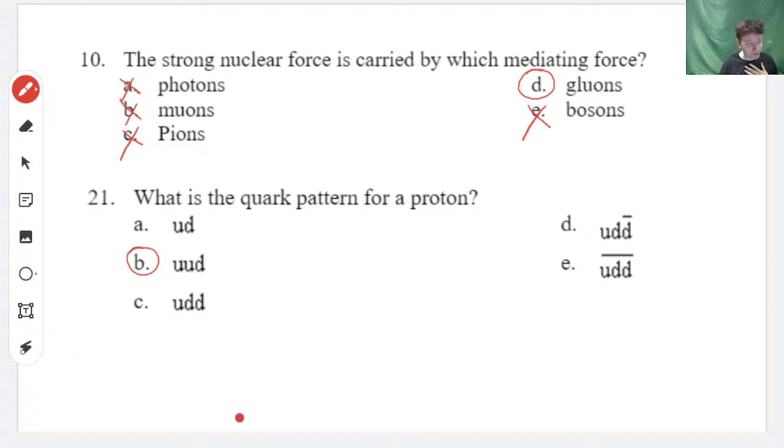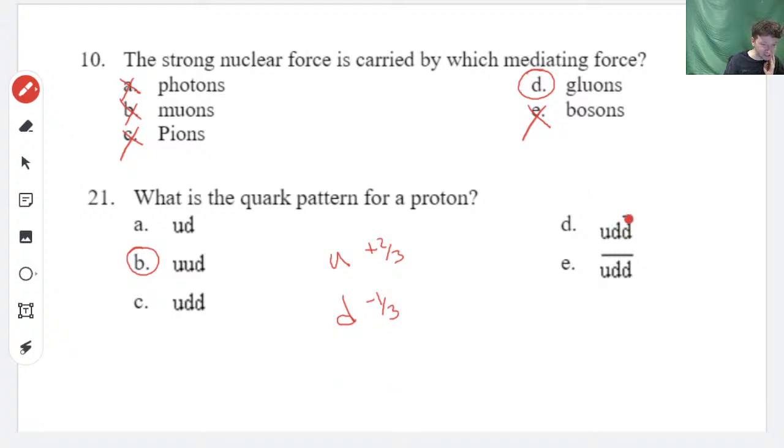If you can't remember it's up, up, down, you have to remember something. You could remember that an up quark has a fractional charge of 2/3, and a down quark has -1/3. And then you know that a proton has 3 of them. And you're going to end up with a charge of +1. So you can figure out that it's up, up, down. Or you can just remember it.